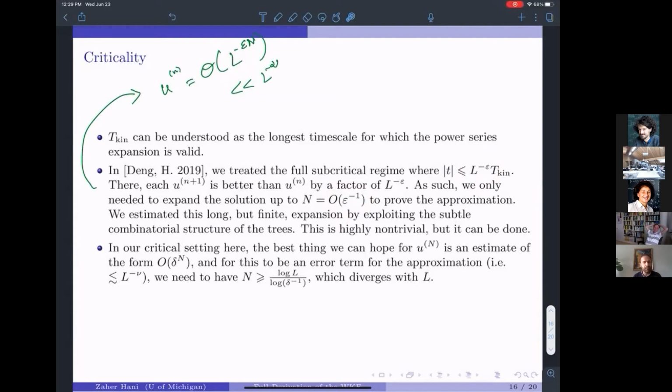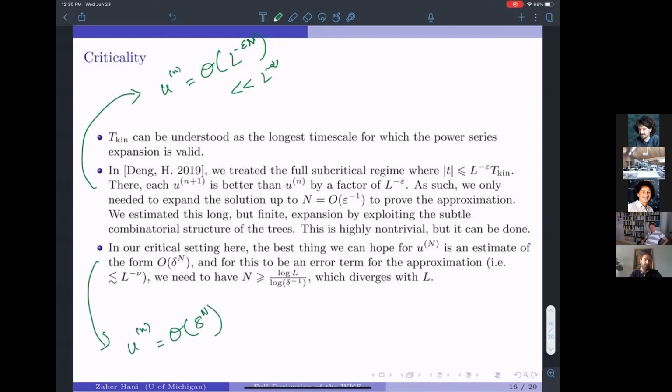This is highly non-trivial, but it can be done at the level of the trees, partly because your expansion is finite and the length of the expansion does not depend on L. However, in our critical setting, the nth iterate is better than the n-1 iterate only by order of delta, not by a power of L. So at best, the estimate for u_n, in caricature, is order of delta to the n.